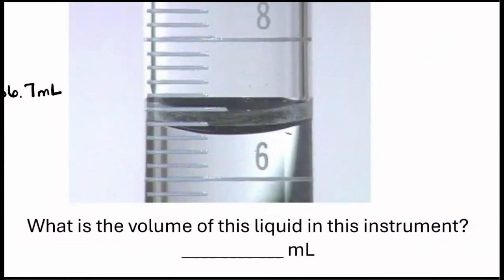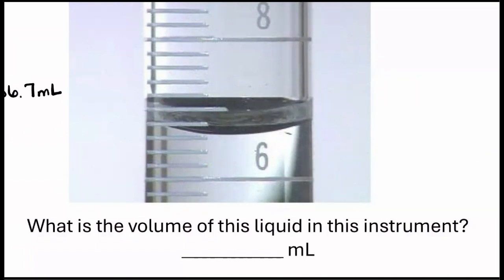The first thing that I have to see is what are my marked lines actually representing? When I look closely and examine this instrument, I can see that my numbers go from the digit 6 all the way to 8. So what this implies is that these lines are going to be representing 0.2 milliliters. So I go from 6 to 6.2, 6.4, 6.6, 6.8, 7, all the way to 8.